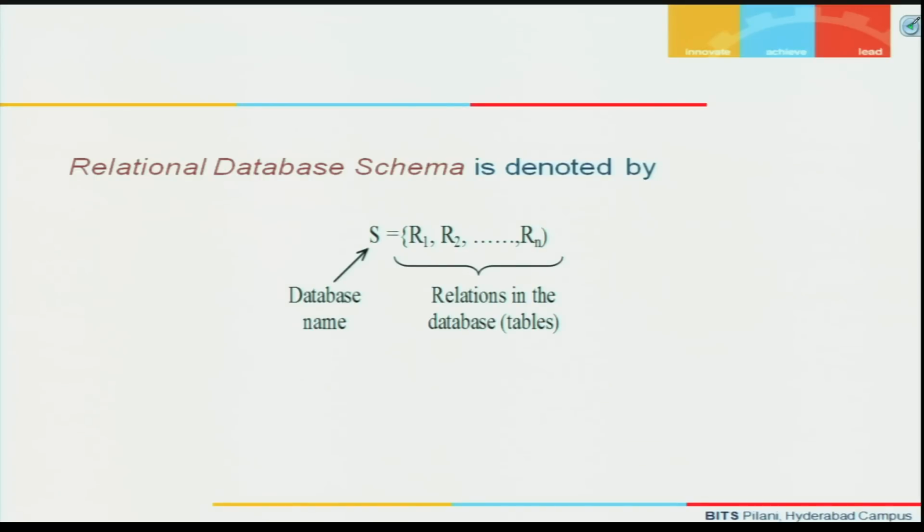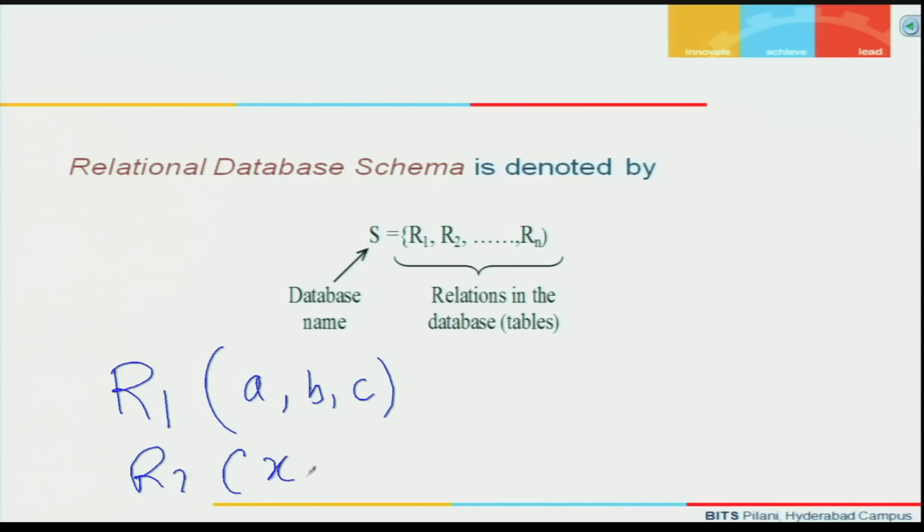Here the relational database schema is given. S is equal to... this is about a relational database, not about the relation. How do I represent relations? Let us assume that R1 is a relation which has attributes A, B and C. R2 is a relation which has attributes X, Y and Z, something like this.